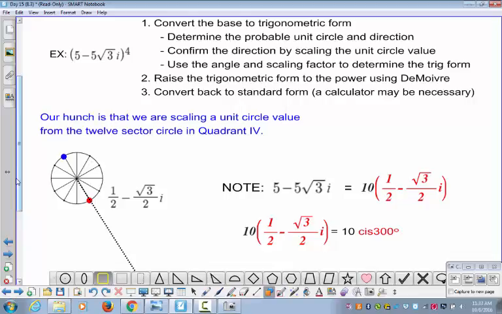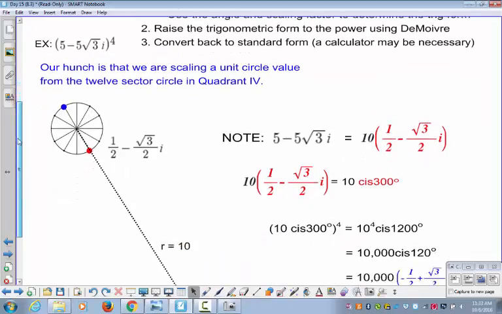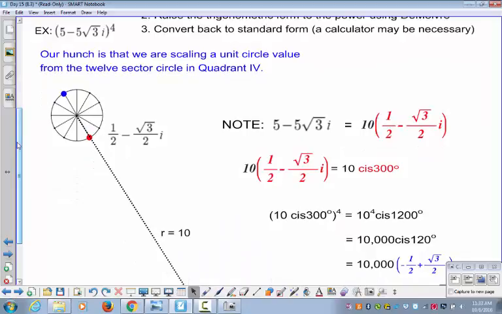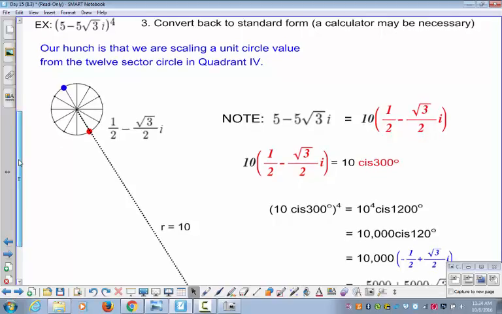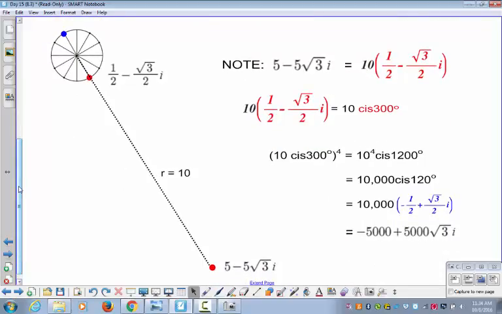All right, so let's look at this first one. So we have 5 minus 5 root 3i to the 4th. So let's convert that to trigonometric form. We're again in quadrant 4. We're suspecting that we're scaling this unit circle number. And sure enough, if you multiply 1/2 by 10, you get 5. So our number is way down there, 10 units from the origin, 5 minus 5 root 3i.